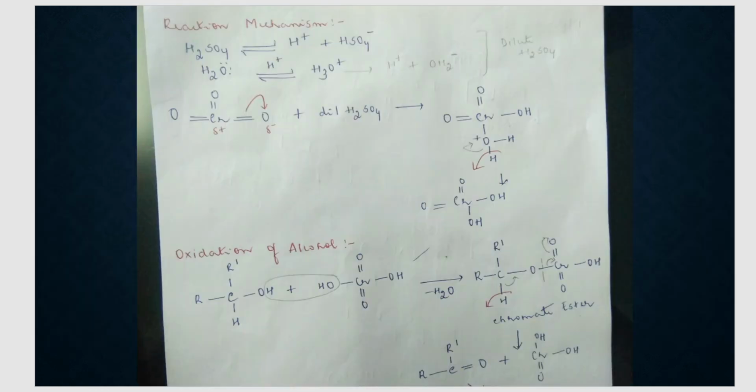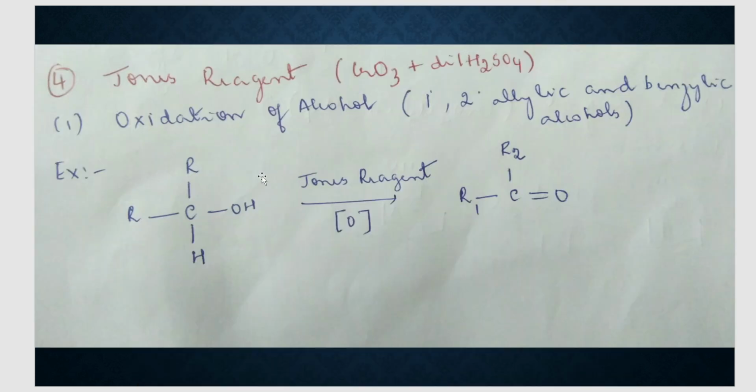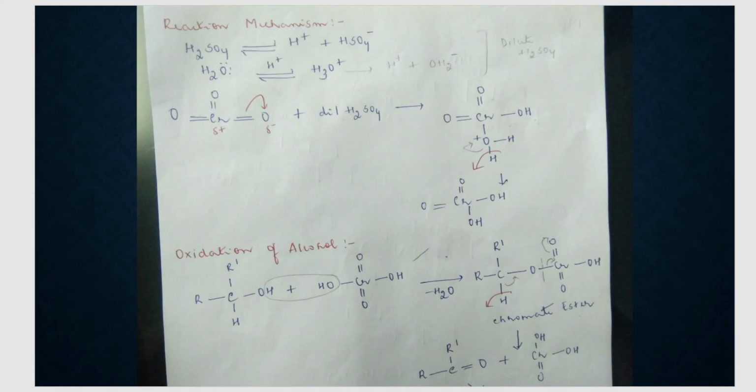Okay, so now let's study the reaction mechanism using Jones reagent. How does this oxidation of alcohol take place to give you a ketonic compound? How does this reaction proceed? What is its reaction mechanism? Jones reagent, what is the composition? CrO3 and H2SO4. Firstly, let's take the H2SO4. How does H2SO4 dissociate? It dissociates to give H plus and HSO4 minus.